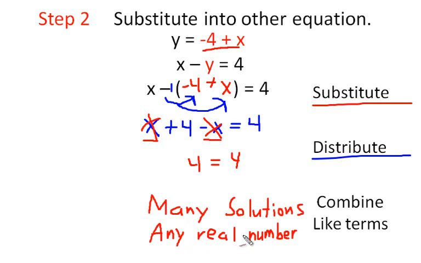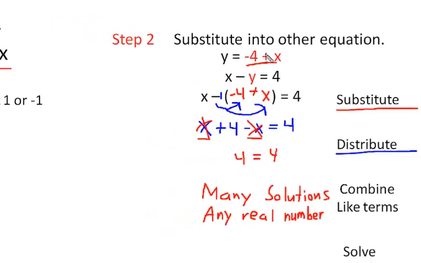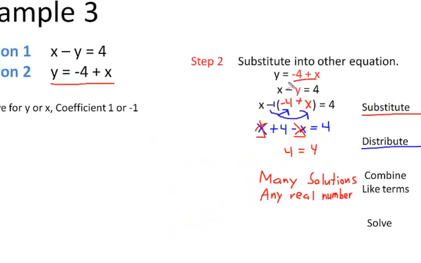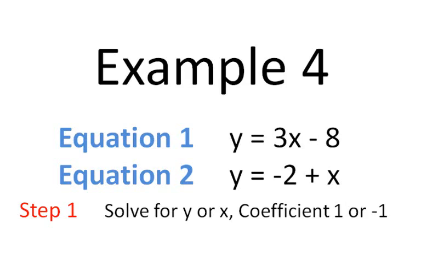And remember that any real number part means that any number you plug in for x and you solve for y, you'll get the same value for y in both equations. In this fourth example, we have another system of linear equations we're going to solve using substitution, so let's jump right in. First step is to solve for y or x, coefficient of 1 or negative 1. If we look at both of these, they're actually both already solved for y. So step 1 is already done.